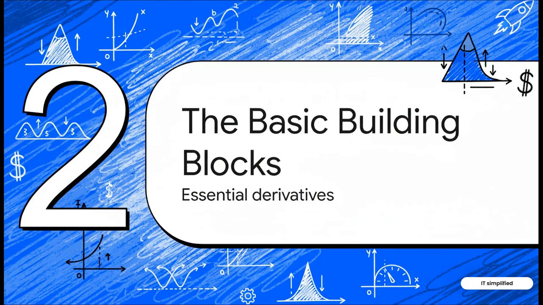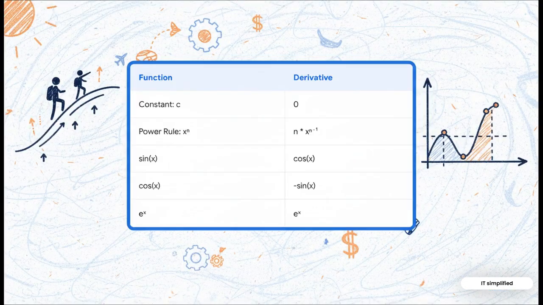All right, now that we've got the big idea, let's learn the basic building blocks. Before we can tackle some crazy, complex hill, we need to know the fundamental shapes. These are the absolute essentials you're going to use over and over and over again. And look how simple some of these are. The derivative of a constant, like the number 5, is just 0, which makes perfect sense, right? Its graph is just a flat horizontal line, so its steepness is always 0.